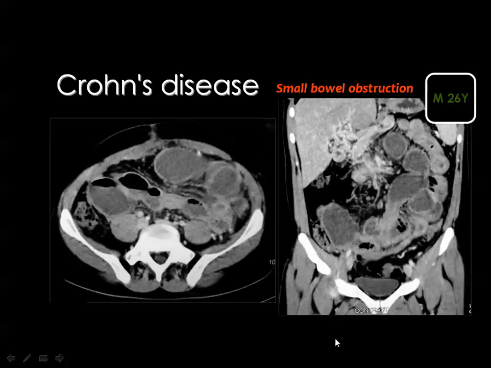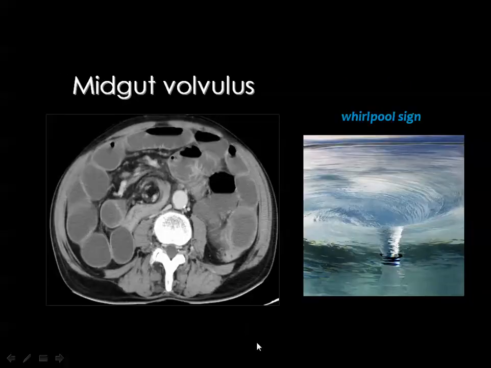And here is a case of Crohn's disease with small bowel obstruction, and you can see this loop of the small bowel with significant mural thickening and enhancement of the wall, and the proximal obstruction or dilatation of the intestinal loops, and you can also appreciate the presence of multiple air fluid levels.